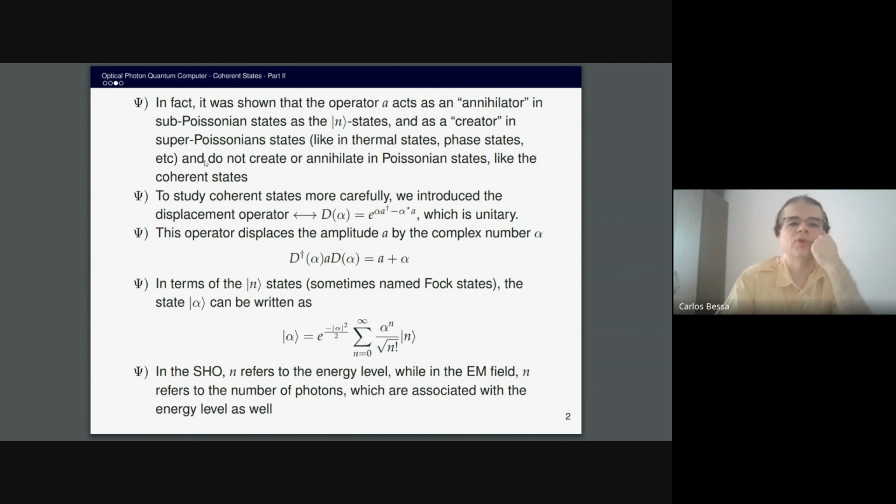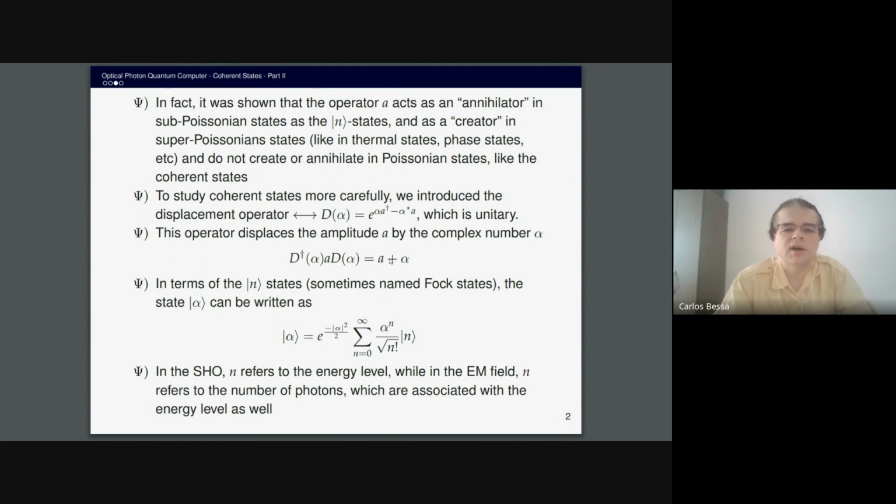Today we will just show the third case, the states where the operator neither creates nor annihilates anything, which are Poissonian states, like the coherent states. We'll show this Poissonian behavior related to the coherent states. To study coherent states more carefully, remember that in the last lecture we introduced the displacement operator, defined by this expression, which is unitary. It has this name because we showed that it displaces the amplitude A by a complex number.